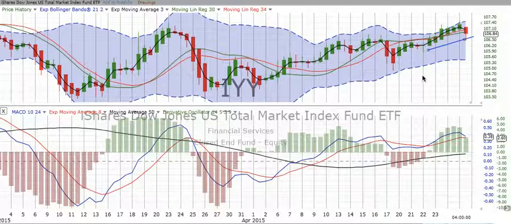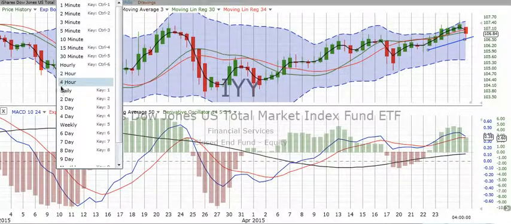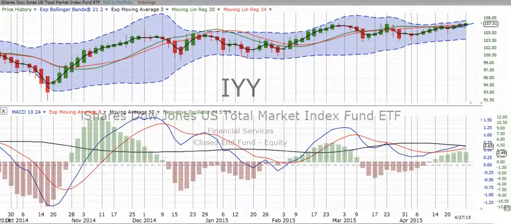And what we like are chartable charts, right? We like charts that are easy to chart. Now let's go from the IYY. We are going to now range out to 2 days.